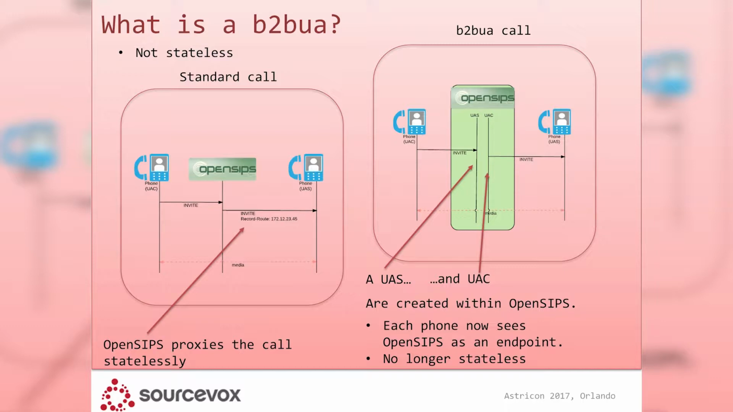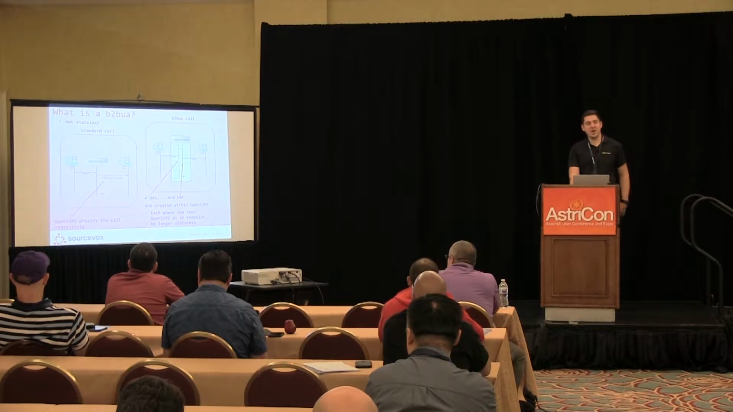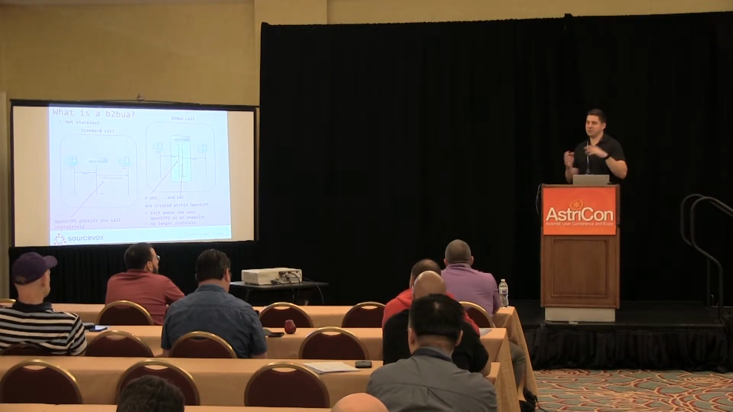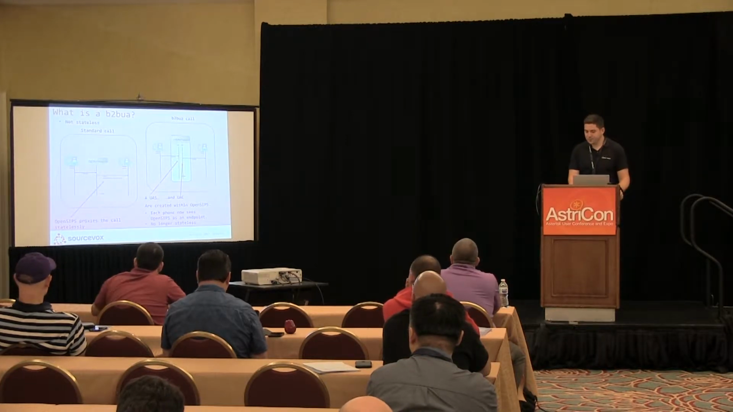But this is what happens when you introduce a back-to-back user agent. You'll notice that here the phone on the left is the UAC, and the phone on the right is the UAS, and they're aware of each other because the SIP packets have come through OpenSIPS and they can see each other's IP address in the contact headers, so they know who each other are. So the phone on the left and the phone on the right know that they are talking to each other.